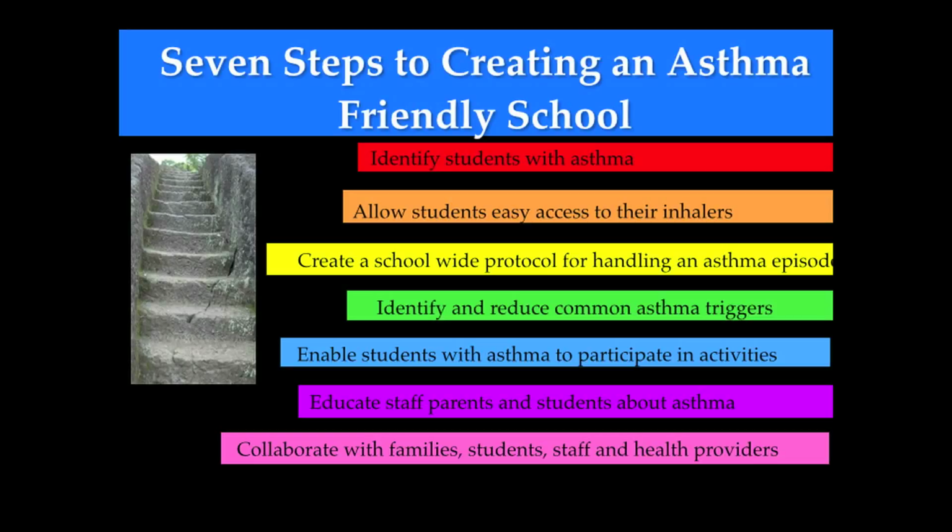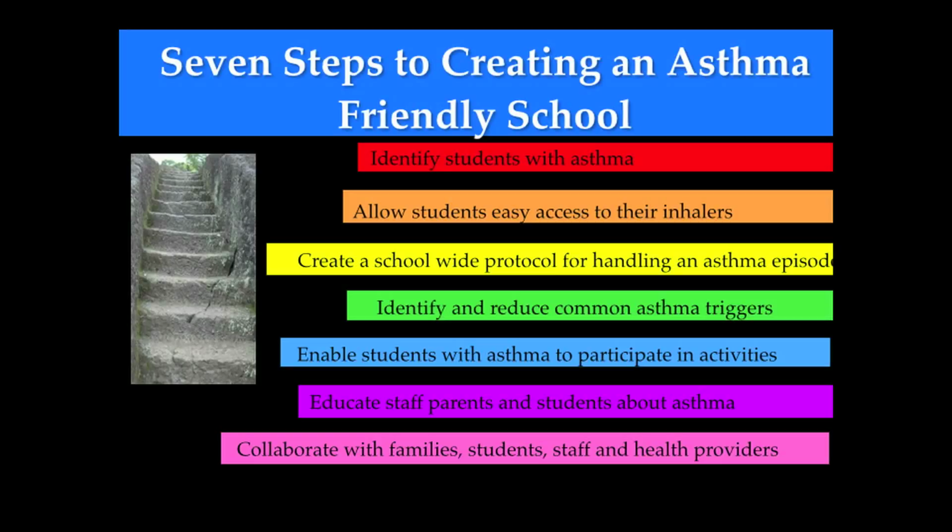The first step is to identify students with asthma. The second step is to allow students easy access to their inhalers. The third step is to create a school-wide protocol for handling an asthma episode. Step 4 is to identify and reduce common asthma triggers. Step 5 is to enable students with asthma to participate in activities. Step 6 is to educate staff, parents, and students about asthma. Step 7 is to collaborate with families, students, staff, and health providers. We are now going to go through the steps one by one.